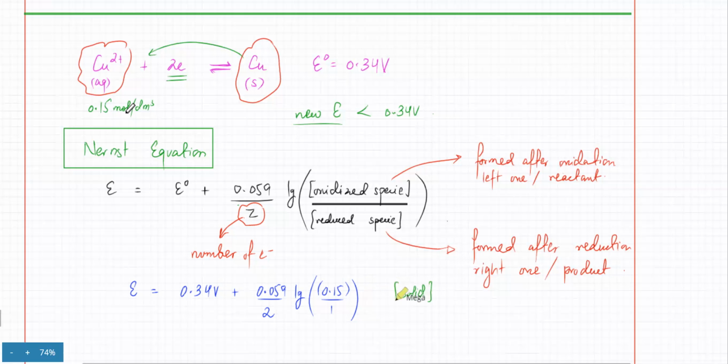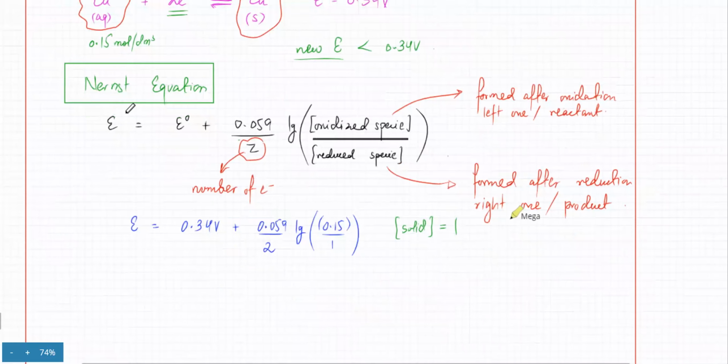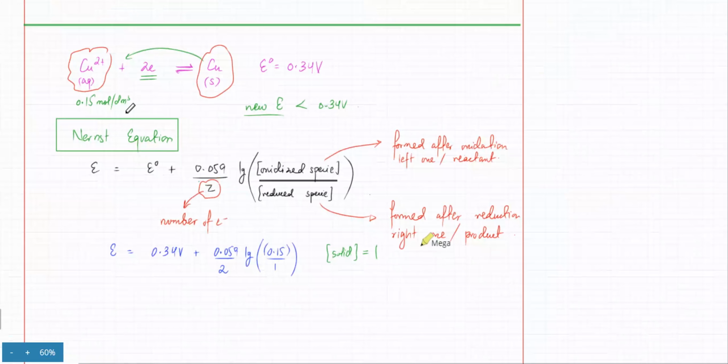So solids will always have a concentration equal to 1. It's going to be constant. For solids, the concentration does not change. So I'm going to use the Nernst equation and try and figure out.